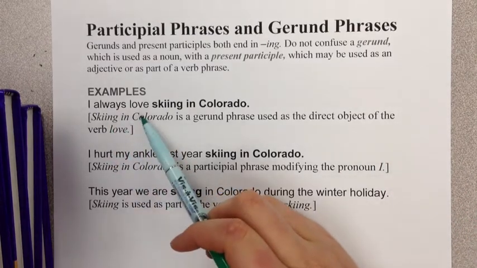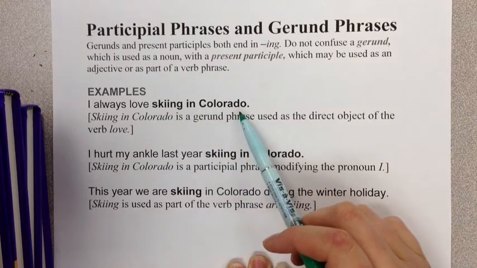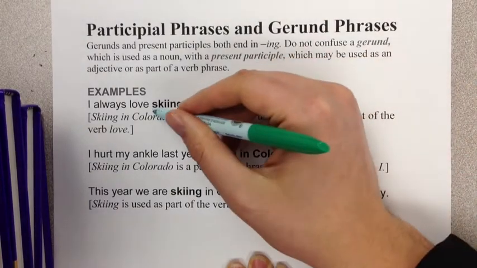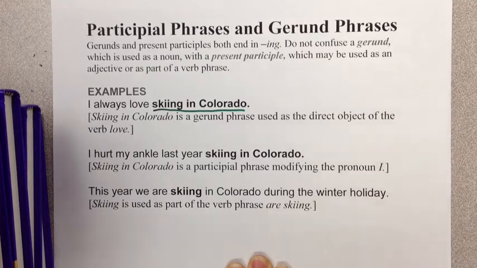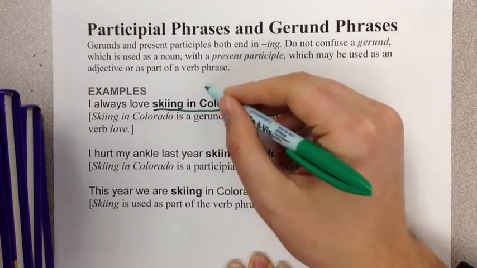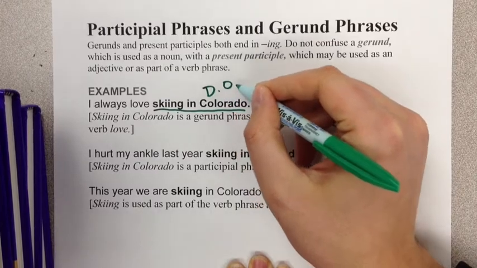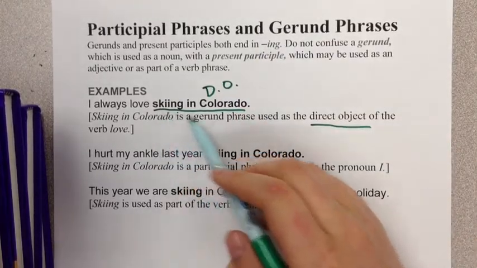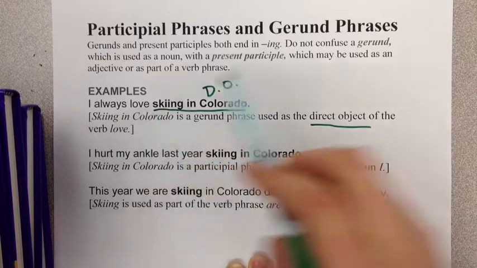I always love skiing in Colorado. In this case, skiing in Colorado is a gerund phrase. And it's a gerund phrase because it's a direct object. Direct object is one of the noun forms. This is the activity that I always love.